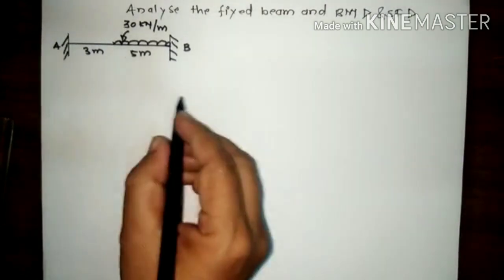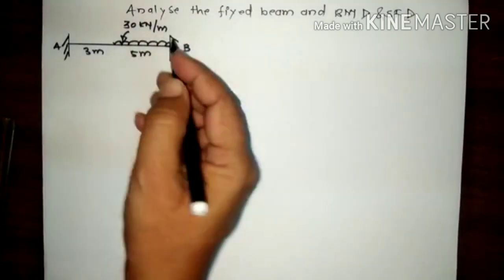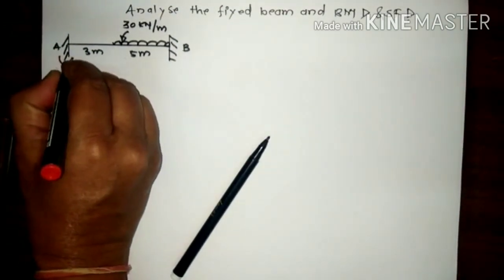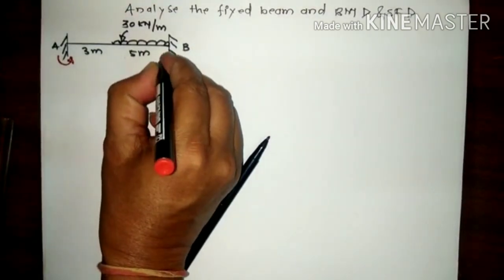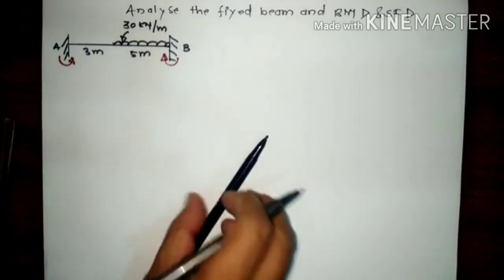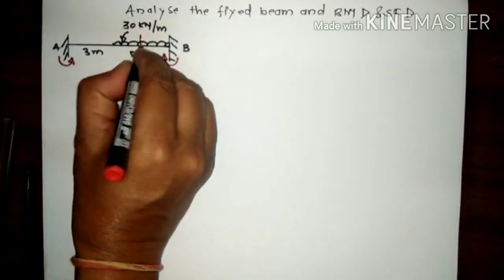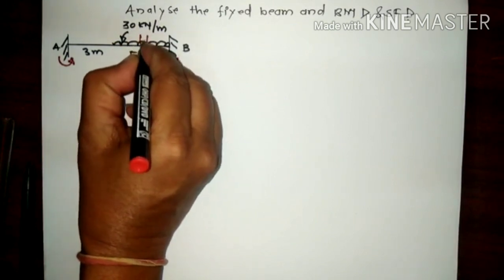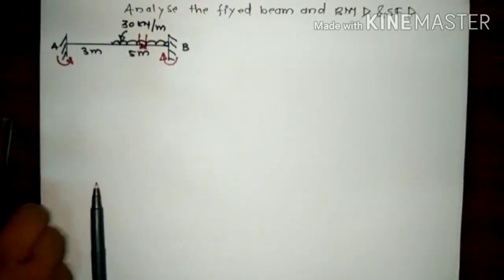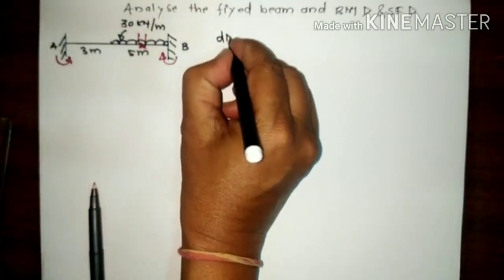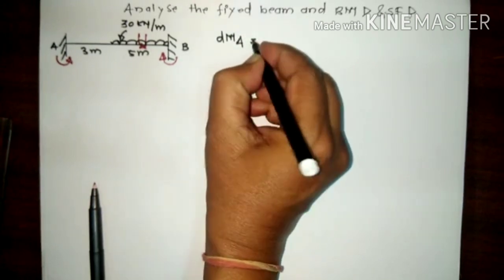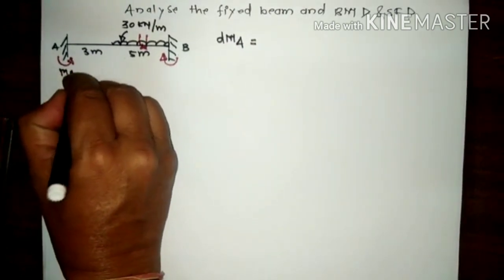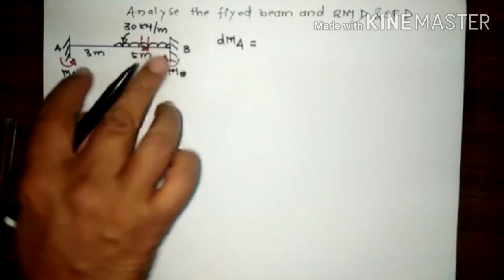We know that this UDL creates a bending moment like this. Now here, if you consider a small element of length dx and this load is w dx, in that case we have a formula dMA is equal to, now this moment, both this MA and MB, are in the hogging nature, that is why minus.